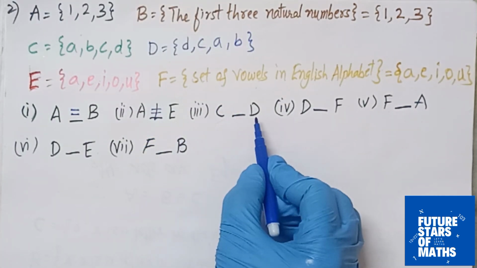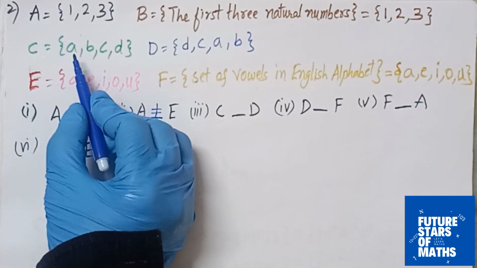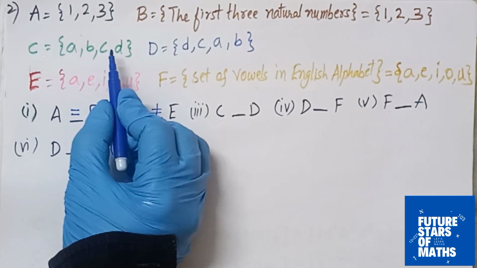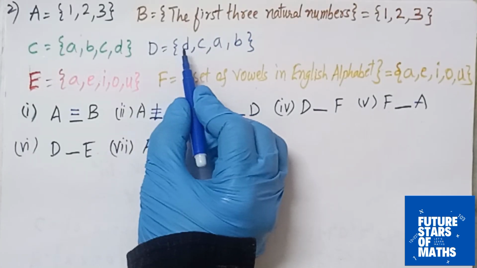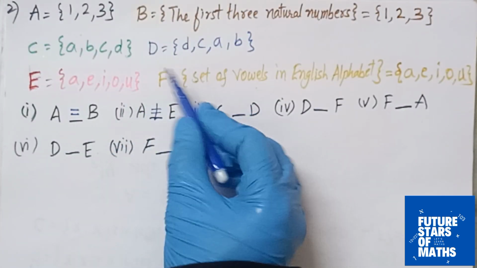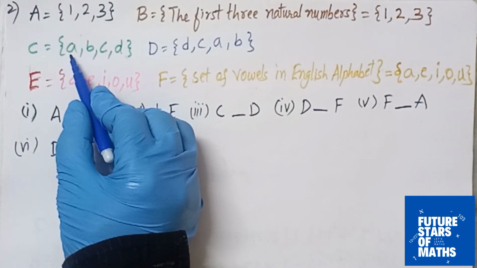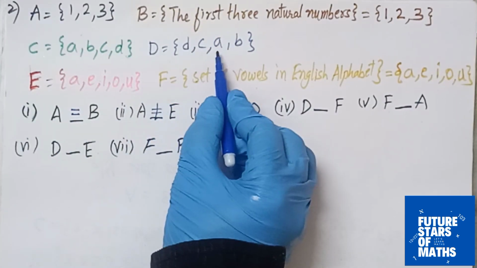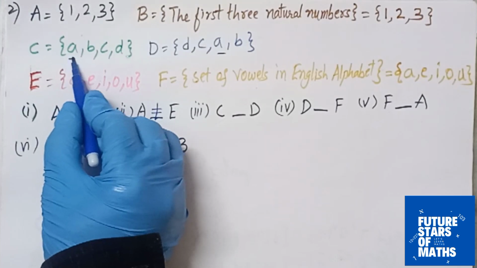Next, C and D. What is in C? How many elements are there? 1, 2, 3, 4. In D, 1, 2, 3, 4. So the number of elements is the same. Now we will check the elements. Here we have A. In this also we have A. So I am ticking here.